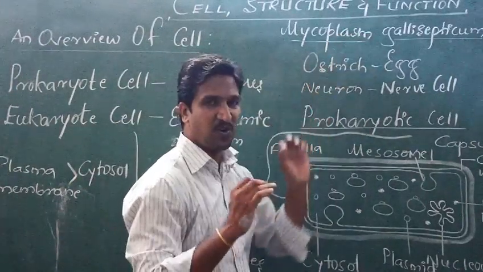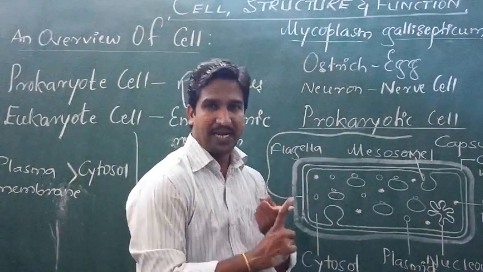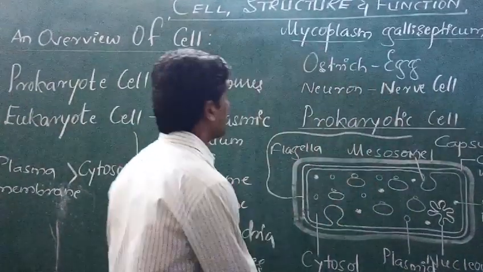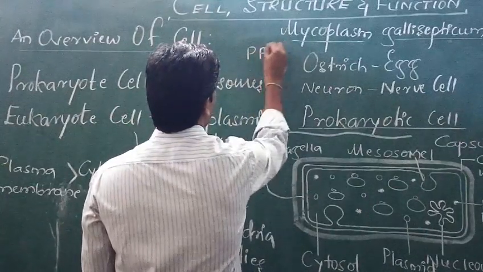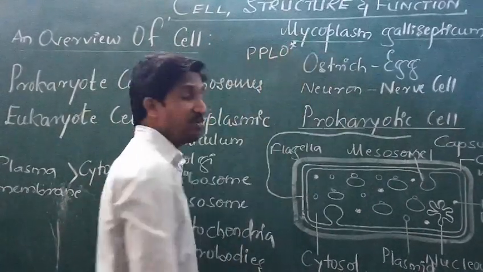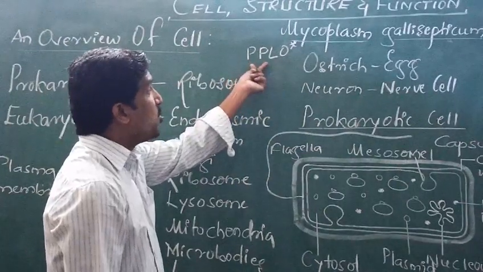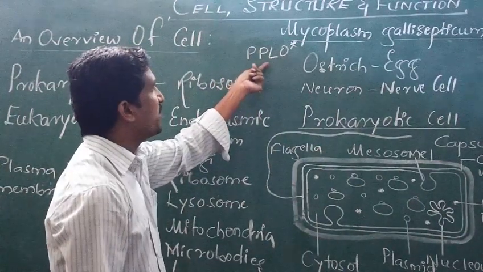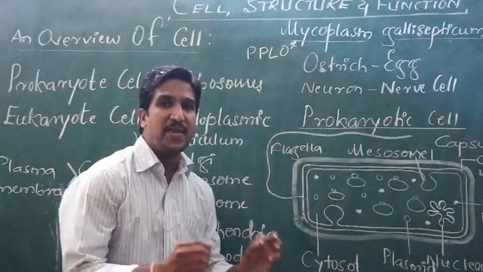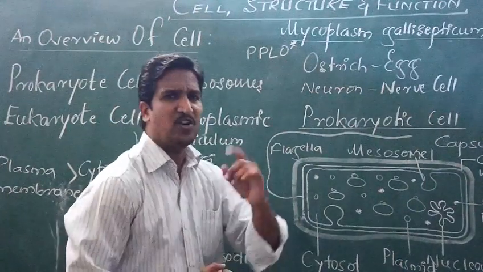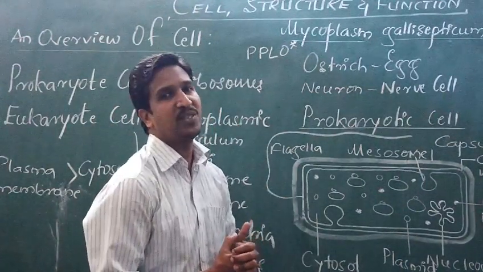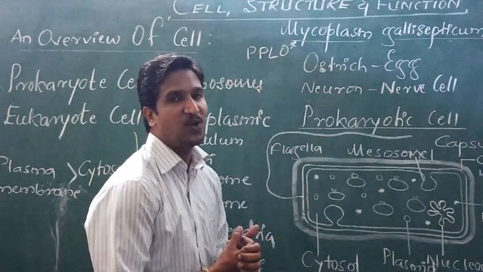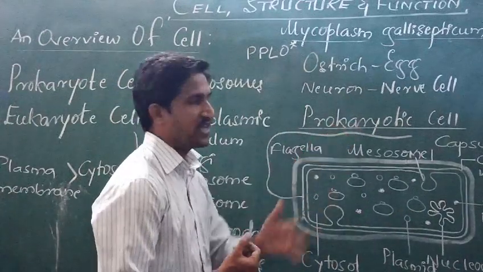So in that way, among prokaryotic cells, the smallest cell is Mycoplasma. Mycoplasma gallisepticum is the smallest cell, and the prokaryotic cells include bacteria, mycoplasmas, and one more, which we call PPLO. PPLO, most important question for 1 mark. Pleuropneumonia-like organism. Expand PPLO, they ask. This is a NEET level question. PPLO, pleuropneumonia-like organisms, belong to the prokaryotes.